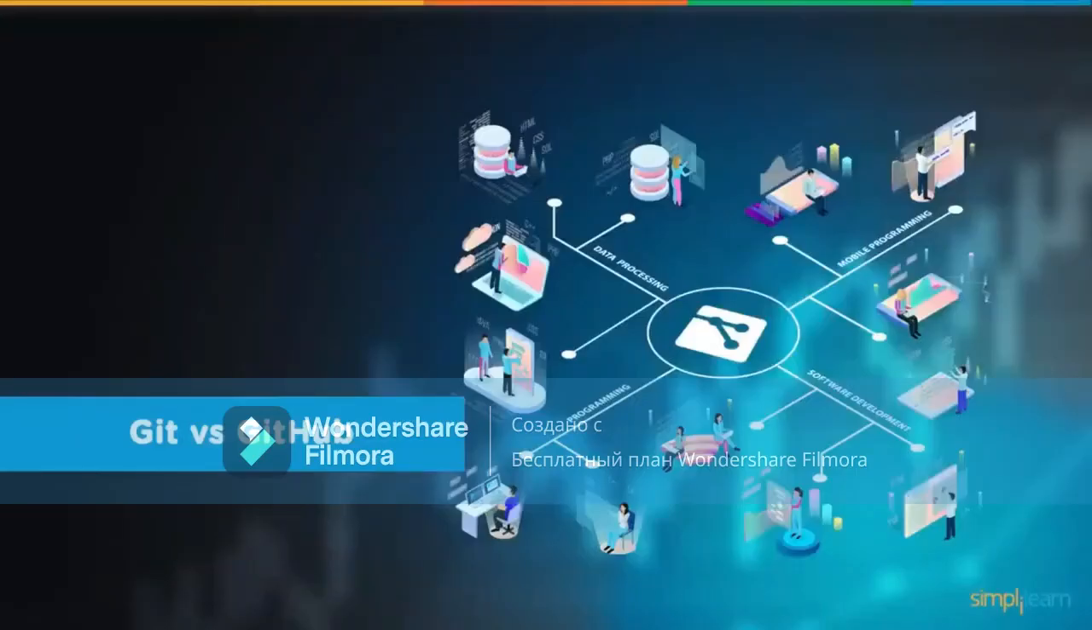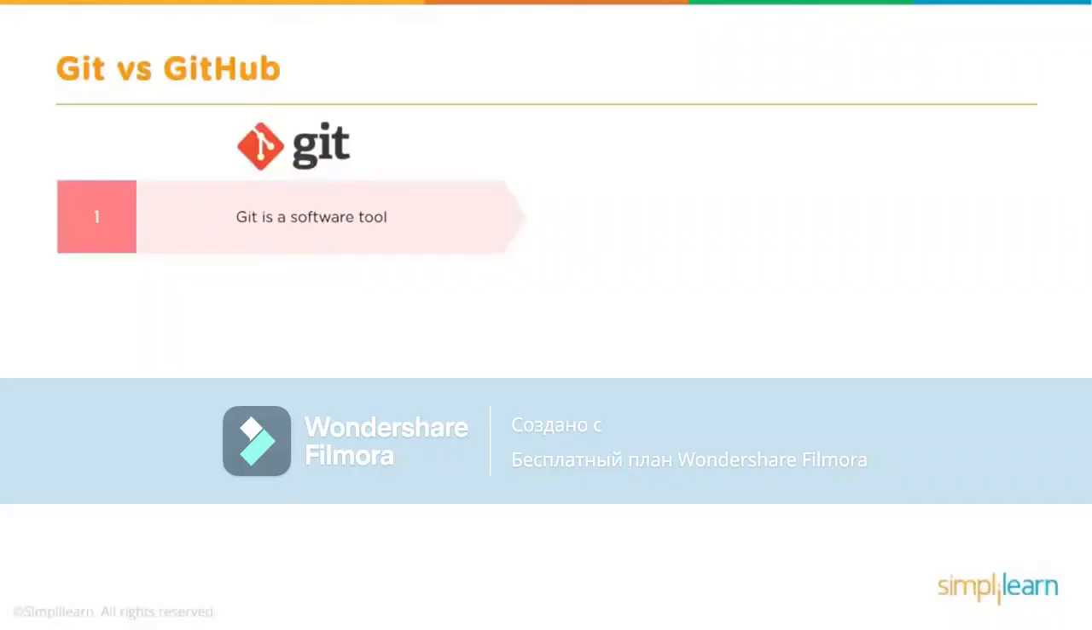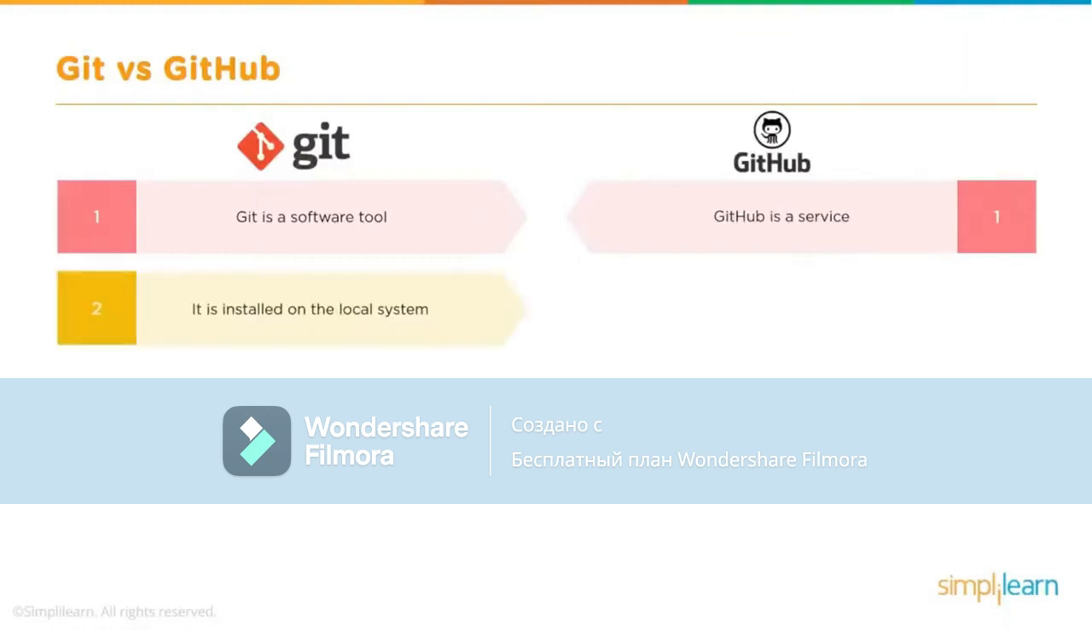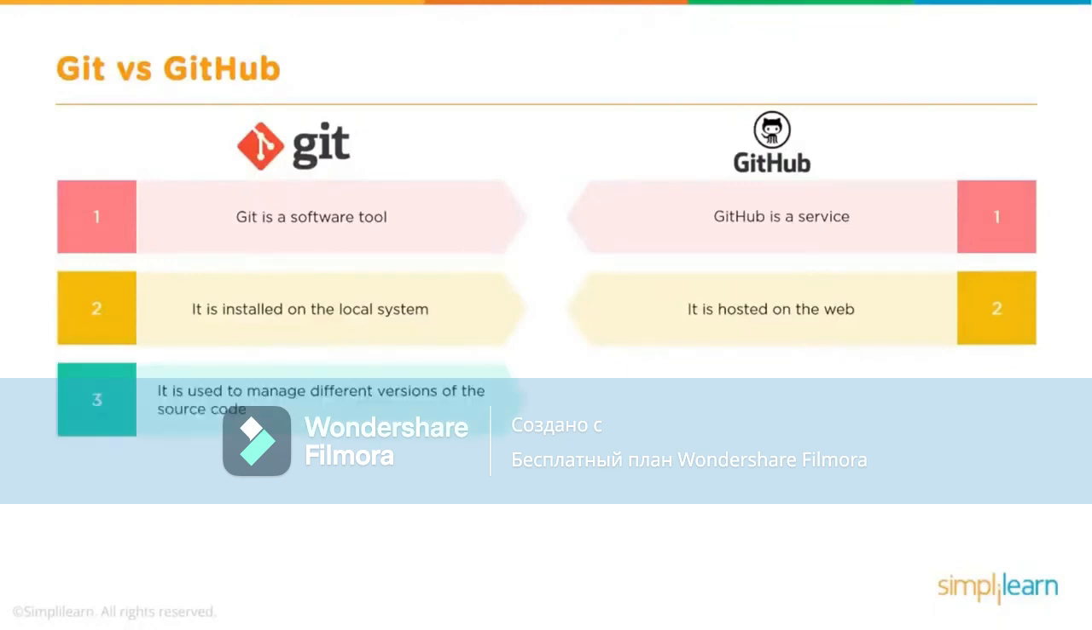So let's talk a little bit about Git versus GitHub. Git is a software tool, whereas GitHub is a service, and I'll show you how those two look in a moment. You install the software tool for Git locally on your system, whereas GitHub, because it is a service, is hosted on a website. Git is the software that's used to manage different versions of source code, whereas GitHub is used to have a copy of the local repository stored on the service, on the website itself.